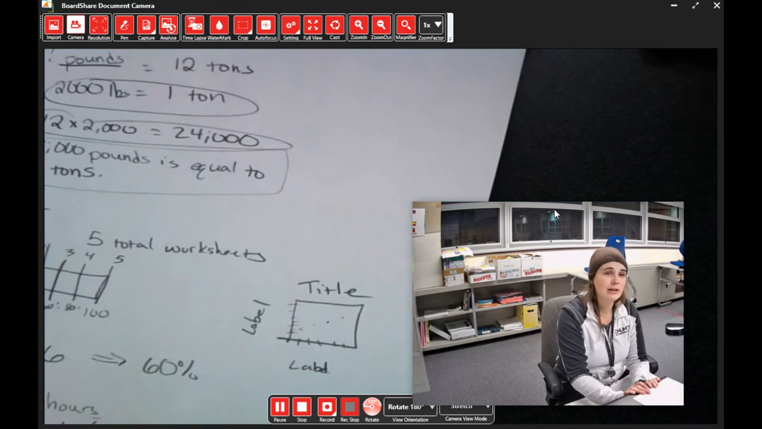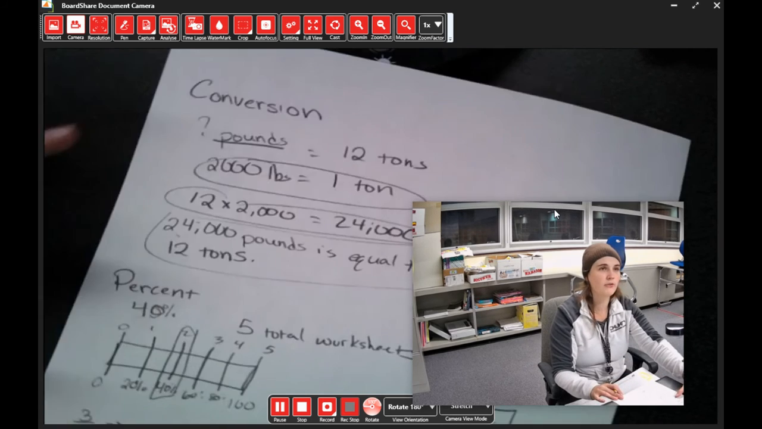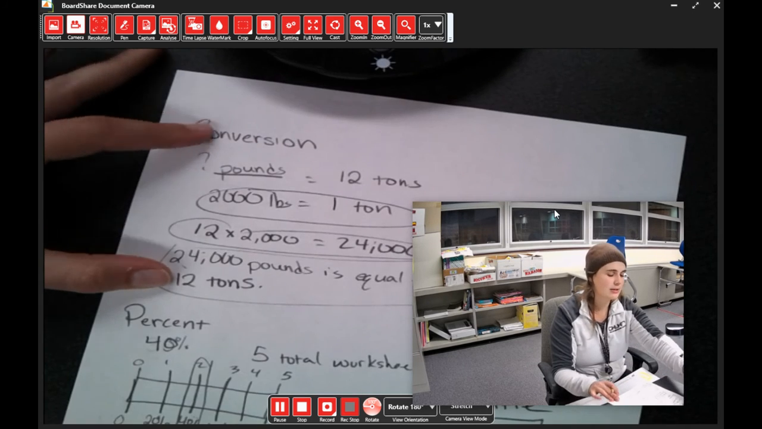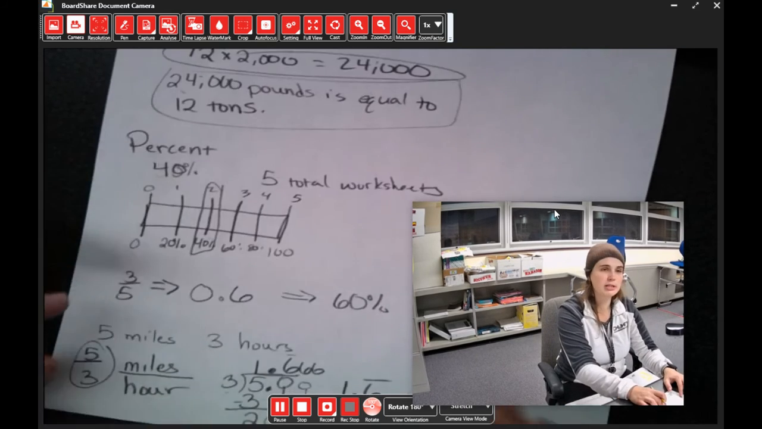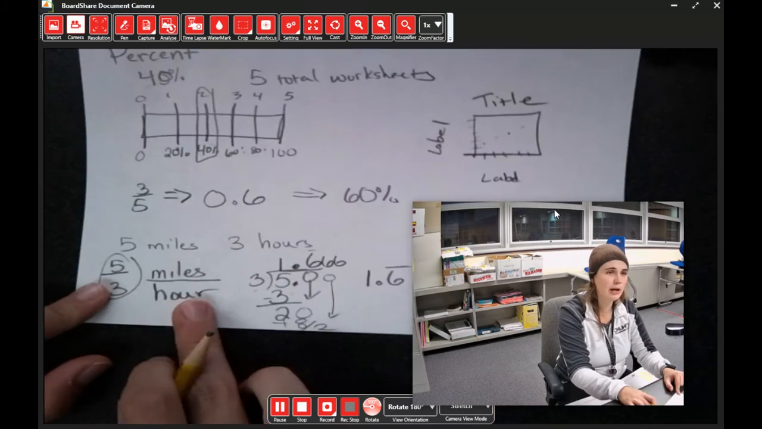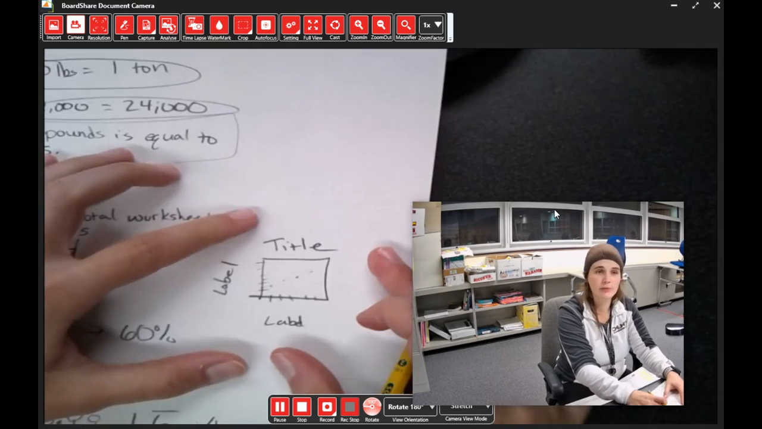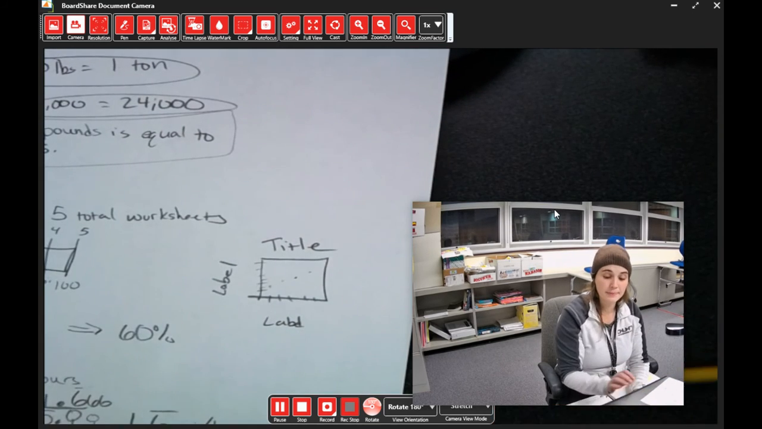I think that's all I have to say for you guys. That gives you a general idea. We've got conversion problems that are going to look like that. Percentage problems that are going to look like that. Fraction, decimal, percent problems where you have to convert between the 3. Rate problems. And a graphing problem, which will take you plenty of time on its own, I promise you.